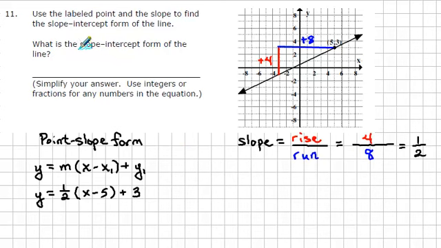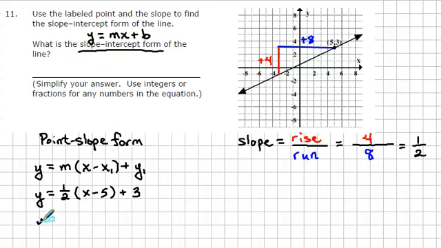However, we're asked what is the slope-intercept form of the line. So what we need to recall is that the slope-intercept form is y is equal to mx plus b. So what we need to do is simplify the right side of the point-slope form so that it's the slope multiplied by x and then plus some other number. So let's go ahead and distribute 1/2 to the quantity x minus 5 and then add 3 to the result.